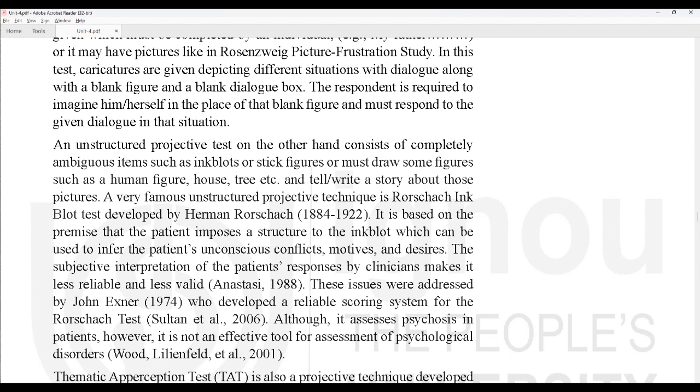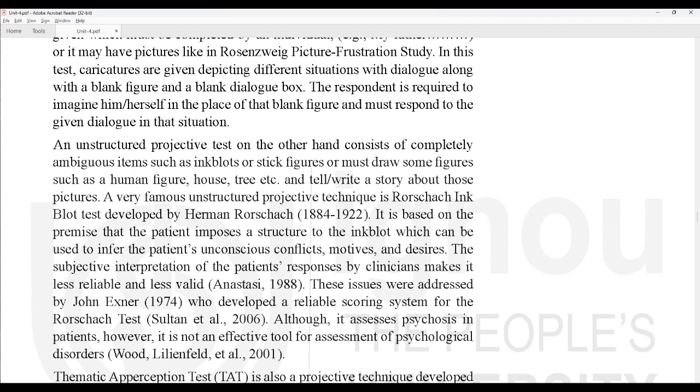An unstructured projective test, on the other hand, consists of completely ambiguous items such as ink blots or stick figures, or the respondent must draw some figures such as a human figure, house, tree, etc. and tell/write a story about those pictures.